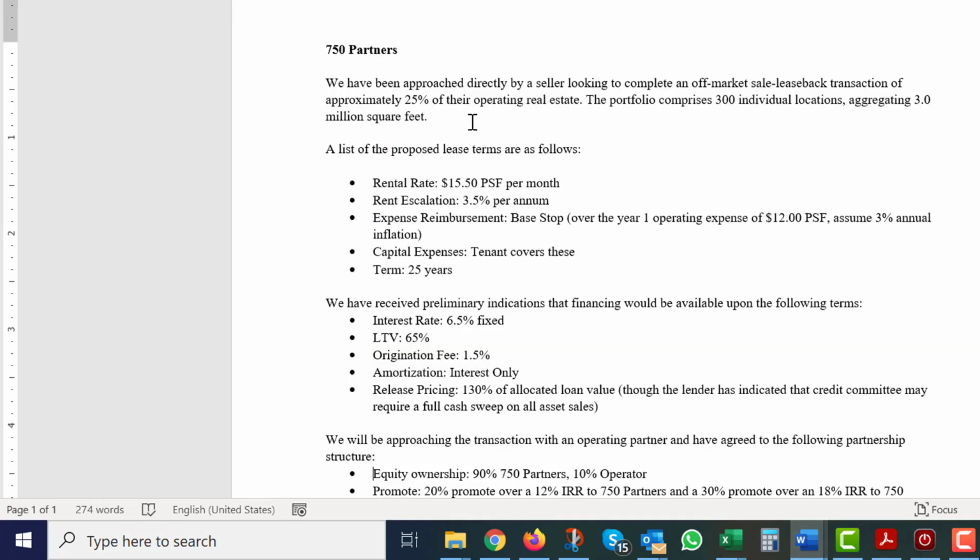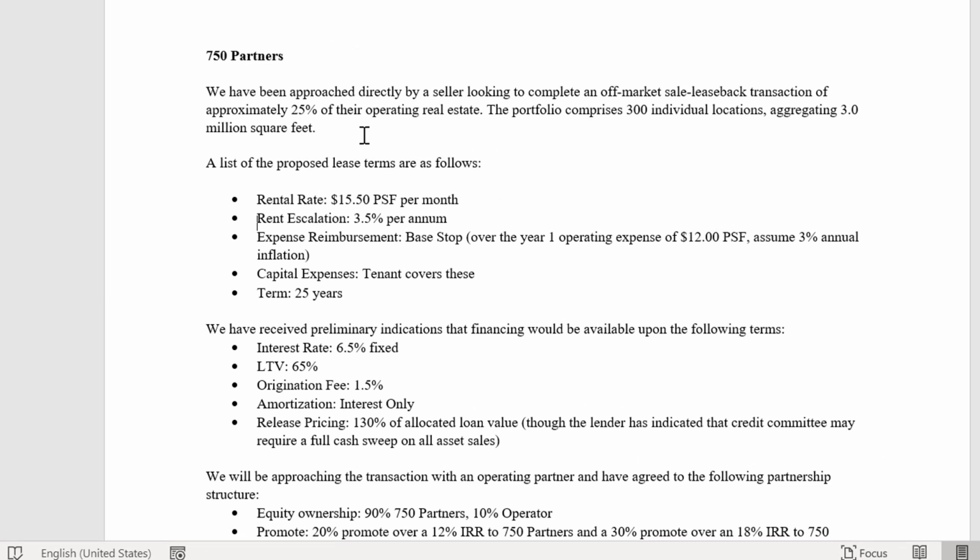Now I renamed this 750 partners. I wonder why it's 750. This is a real estate case that somebody gave me, a really nice man, and he suggested, will you help with the model? Now, in this case, you're supposed to take a portfolio with 3 million square feet. So what we did is we changed the names around a little bit. And there's a rental rate and there's an escalation. I think that escalation is very high.